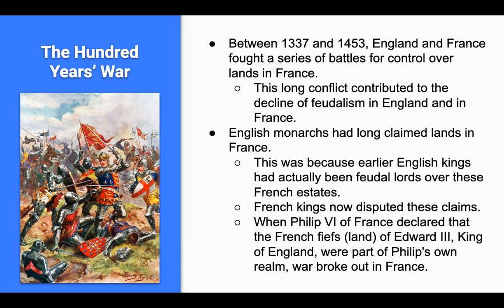So when Philip VI of France declared that the French lands of Edward III, King of England, were a part of Philip's own realm, that prompted war to break out. Okay, so it is because of that declaration, because of that conflict over land between Philip VI of France and Edward III of England, that the 100 Years' War began.